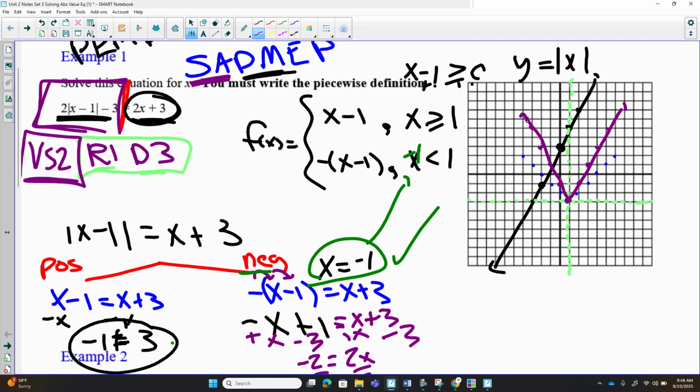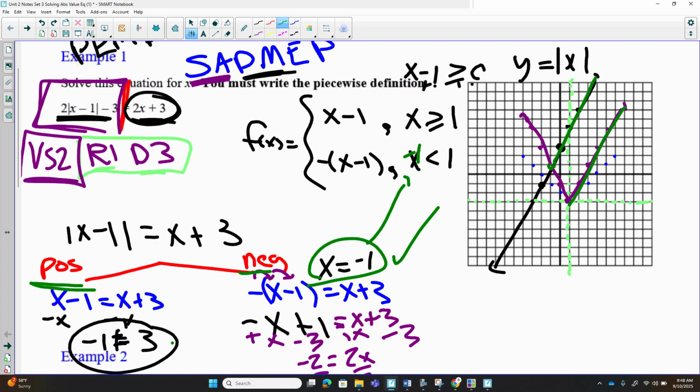So take a look. What's going on? What's happening on the positive side? What's going on with that right there and that right there? They're parallel, which means they'll what? Never intersect. That is why we get no solution, because they don't ever intersect. It only intersects on the negative part, which you can tell is right there at -1.